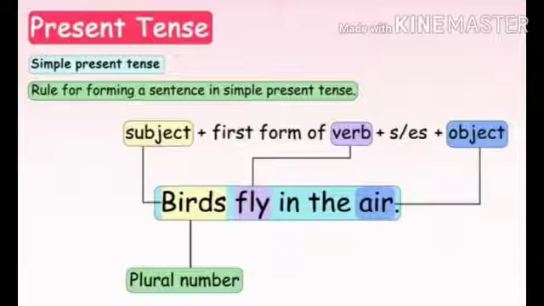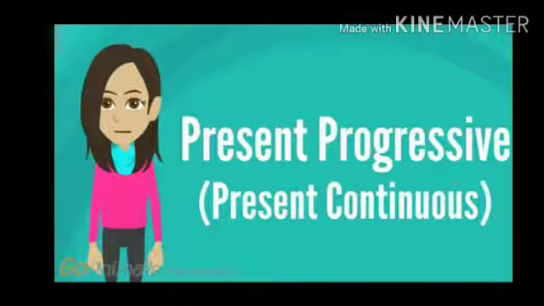Since birds is plural, that's why we have not added s or es. In the air is the object. So this is the structure of present tense. Now let us study about present progressive tense, which is also known as present continuous tense.